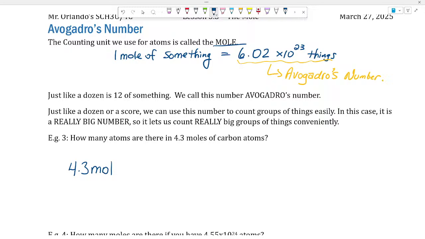Okay, so if I have 4.3 moles of carbon, we're just going to do some dimensional analysis. When we do dimensional analysis, we multiply, we don't think about it.